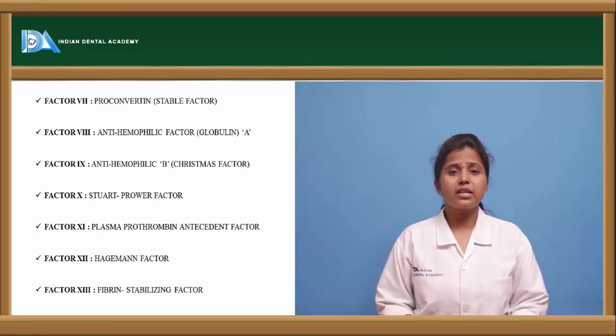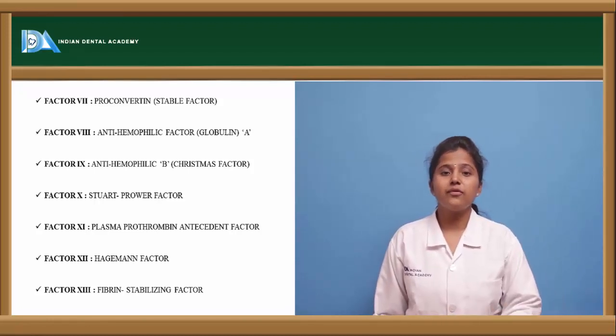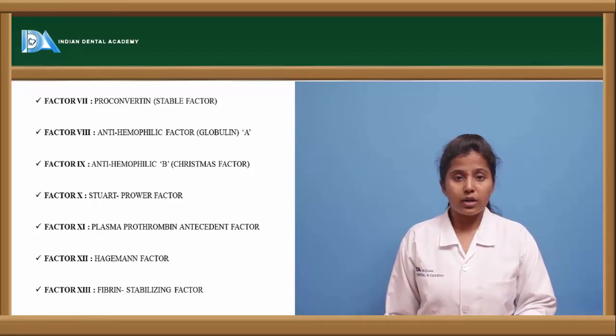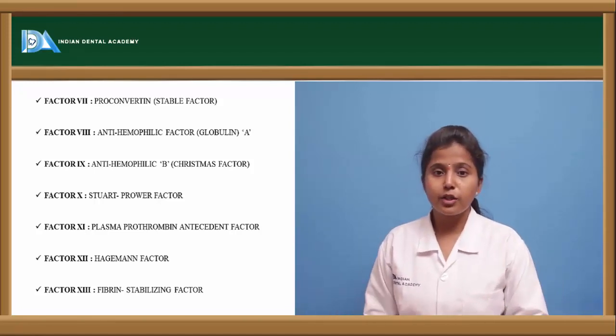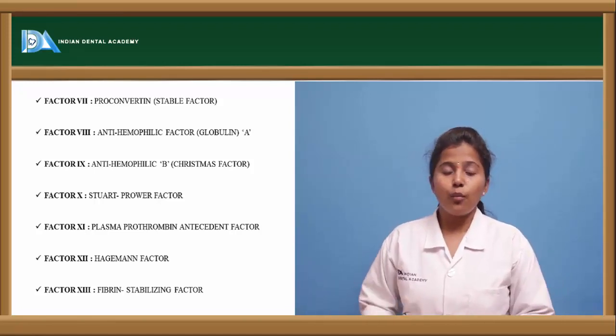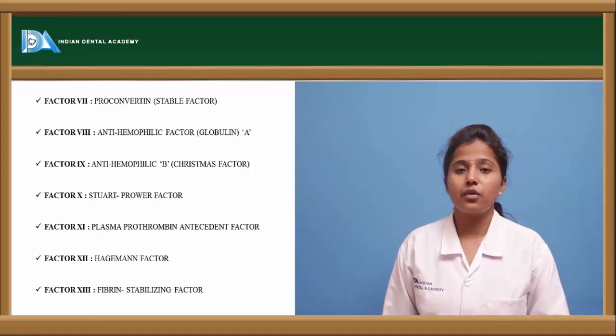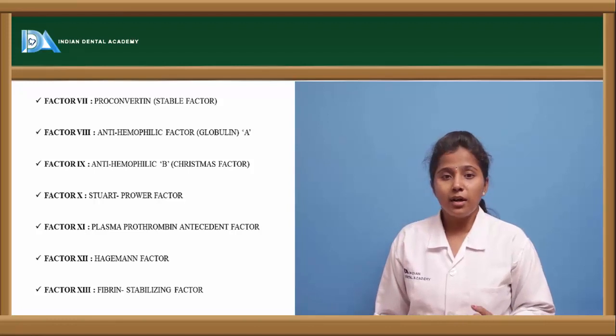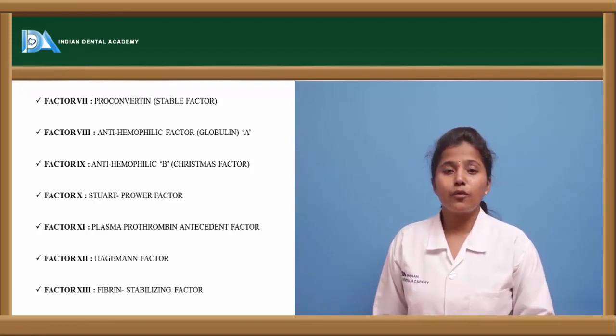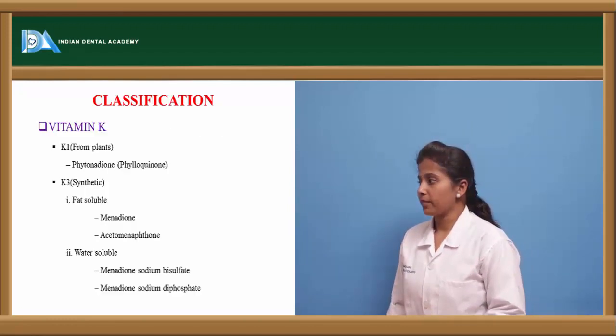So all these factors play a very important role in the formation of the blood clot. We have seen the pictorial representation of this coagulation cascade. All of these factors play a major role in the formation of stable fibrin and aiding in the clot formation in the body.